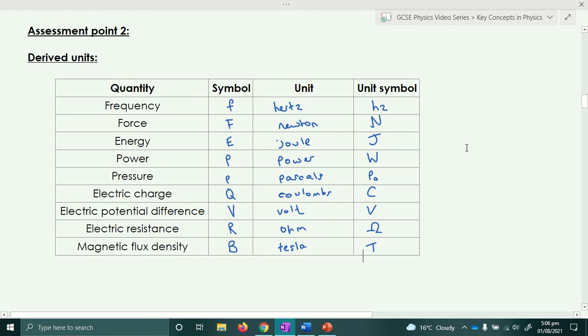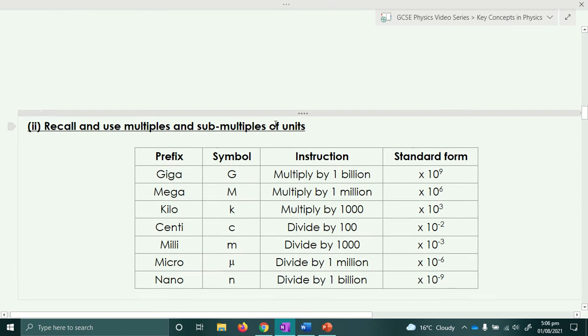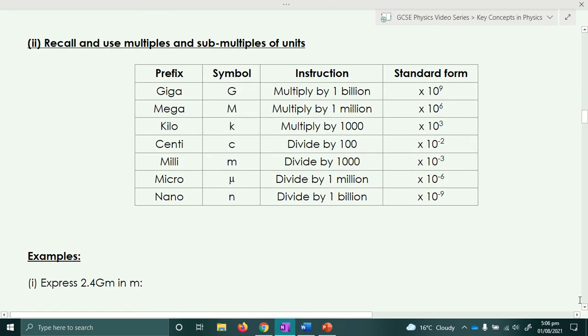Okay, so those are our SI and derived units. Let's move on to the next part. So we're going to recall and use multiples and sub-multiples of units. So basically what that means is we're going to start using prefixes.